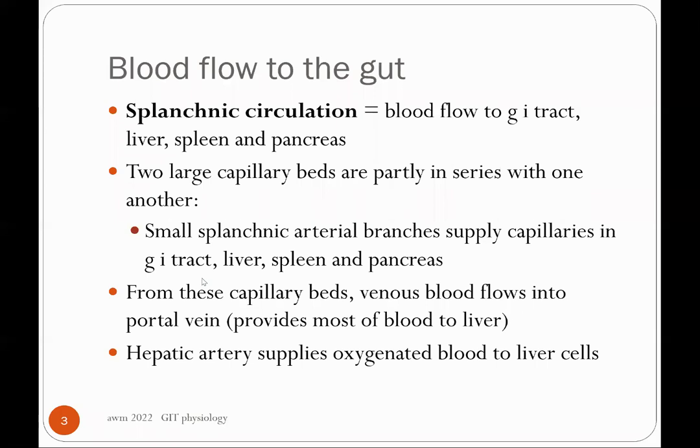Now you have two large capillary beds, which are partly in series with one another. The small splanchnic arterial branches supply capillaries to those organs. And from these capillary beds, the venous blood flows back to the portal vein and produces most of the blood to the liver. So the blood that is coming into the liver, the majority of it is coming via the hepatic portal vein. This is also important for you because if you have a blockage in the hepatic portal vein, then you can end up with venous hypertension, which is also not good. So the hepatic artery, as I said earlier, supplies oxygenated blood to the hepatocytes.